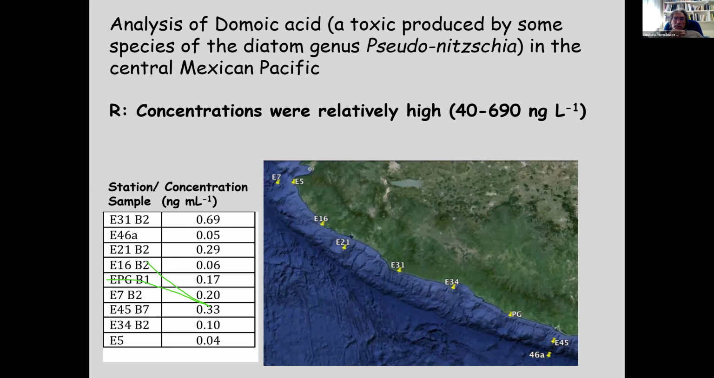Right. Additionally, another student made some analysis of domoic acid, the toxin produced by some species of Pseudo-nitzschia in the central Mexican Pacific, and the concentrations were relatively high, from 40 to 690 nanograms per liter in these different stations. You can see the table here with the concentrations. Station A31 was having the most important concentration, with 0.669 nanograms per milliliter.